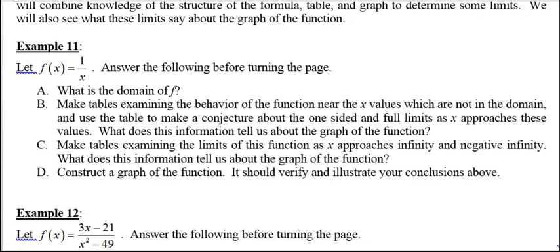Then see if you can make out a table or tables, portions of the table of the values of this function. And we're going to use that to examine the behavior of the function near any x values which are not in the domain. And we're going to use the table to make a conjecture about one-sided and two-sided limits as x approaches these values. And then also use tables to help you determine the end behavior, that is, the limit as x approaches infinity and the limit as x approaches negative infinity. And then look at these two tables and tell us what do these things tell us about the graph.